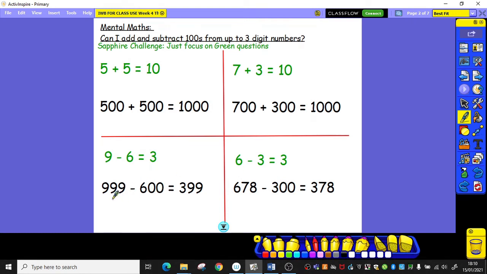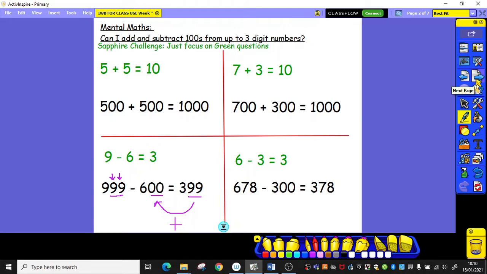999 subtract 600. Because I've got nothing to subtract from the tens column and from the ones column, I'm still going to end up with 99 in my tens and ones column. I am simply going to be doing 900 take 600, which is 300. I can also mentally just quickly add 399 back onto 600 to see if it takes me back to 999. Always good to check with the inverse operation.